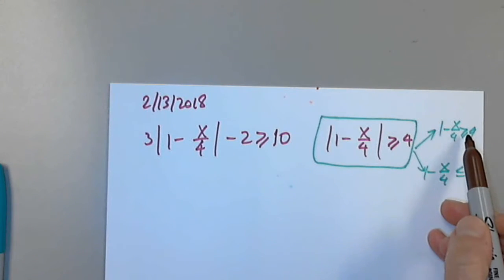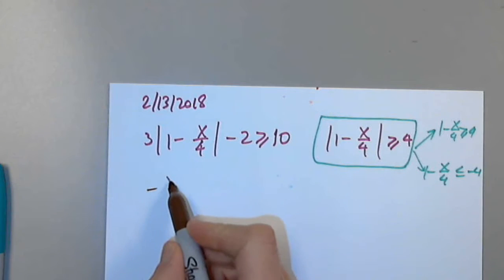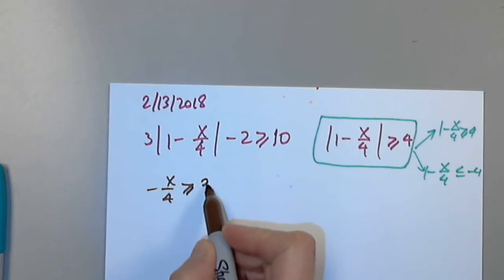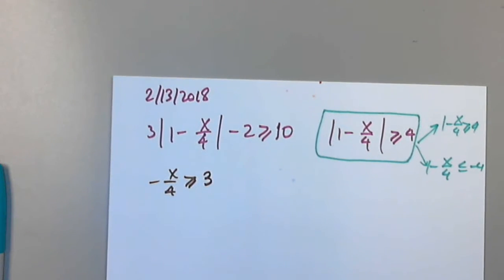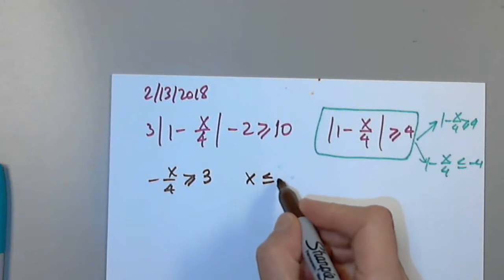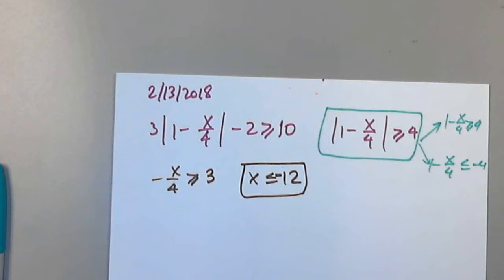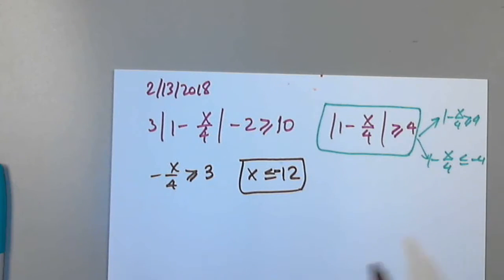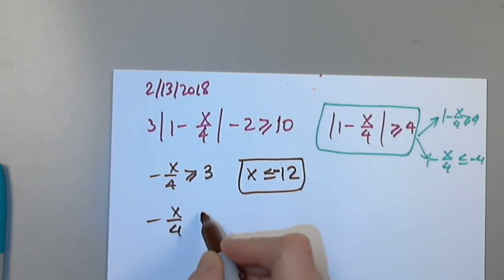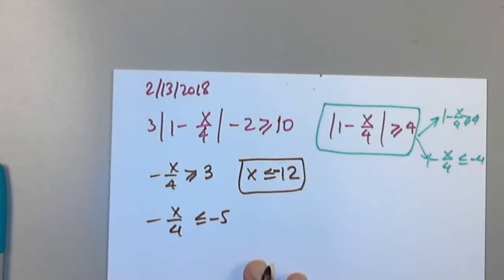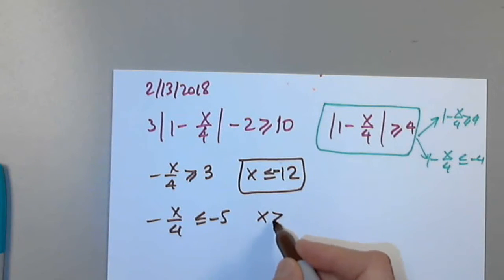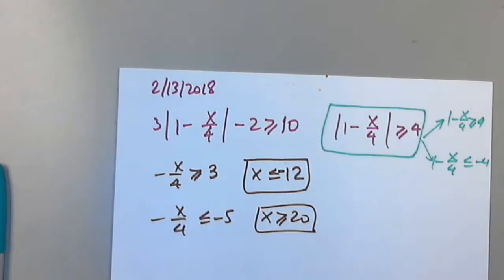So now I can solve this and I can solve this. I'm going to subtract 1 from both sides: negative x over 4 greater than or equal to 3. I will multiply both sides by negative 4: x less than or equal to negative 12. The same thing here, I subtract 1: negative x over 4 less than or equal to negative 5. Multiply both sides by negative 4, and of course I have to change the inequality symbol.